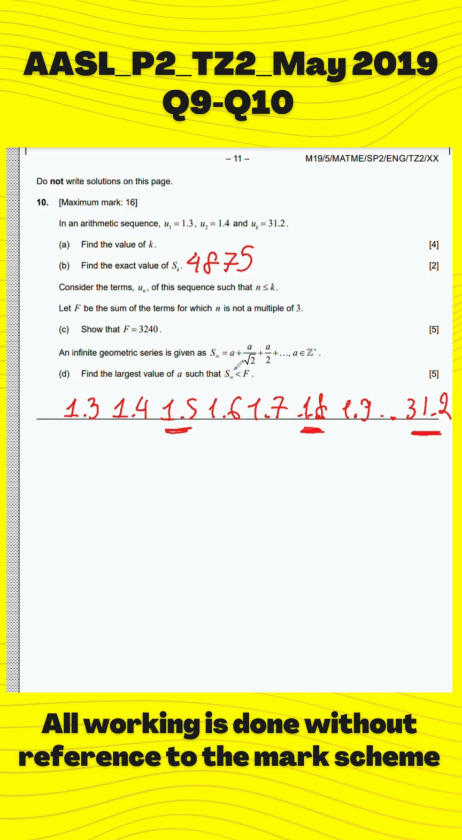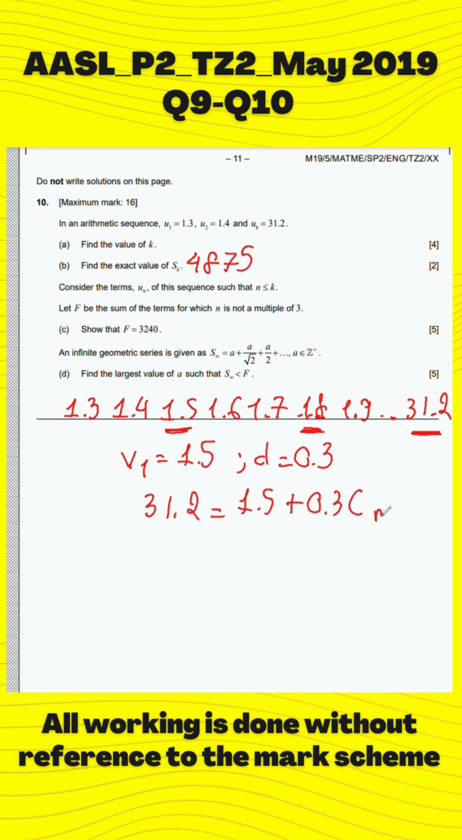So I have another arithmetic sequence with the first term 1.5. The common difference now is 0.3. So now I need to find the position of 31.2. We have 31.2 equal to 1.5 plus 0.3 multiplied by m minus 1. So m will be 100.